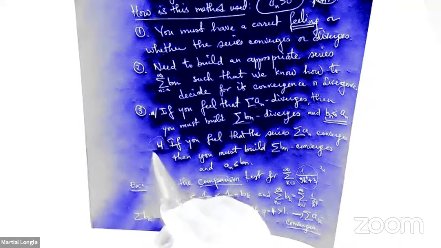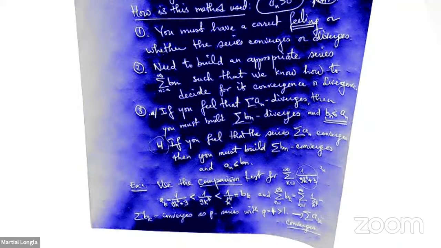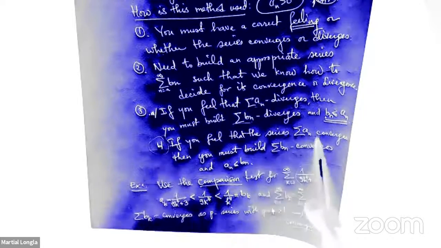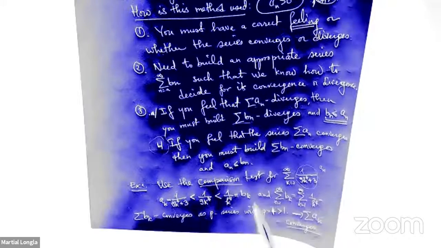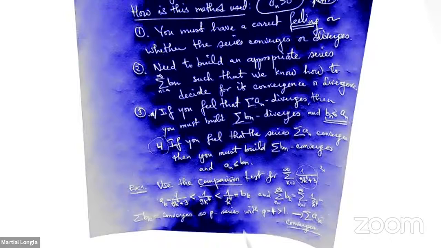That's this B case. When you feel it is convergent, you build something that converges on top. You felt it was convergent, we build together something that is on top and whose series converges. Therefore, we conclude that the one that was given is convergent. So it's always about these two things. One, being able to have the right feeling and build the appropriate series. Decide whether it converges or not based on that.